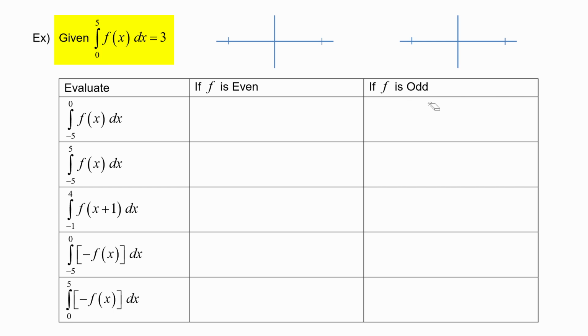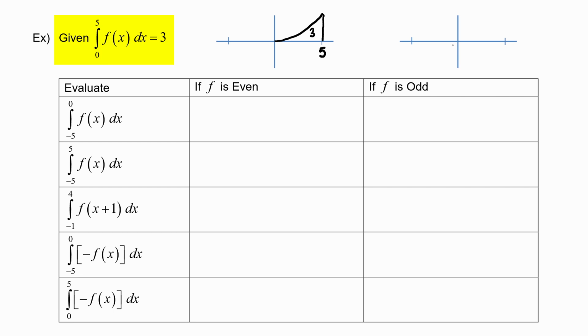Now we don't know what the graph of f of x looks like, so what we can do is use the fact that the integral from 0 to 5 of f of x dx is equal to 3. And we could choose to draw a picture of a graph and label the area under f from 0 to 5 to be 3. So for example, we could draw some simple curve like this and say that this area from 0 to 5 is equal to 3.